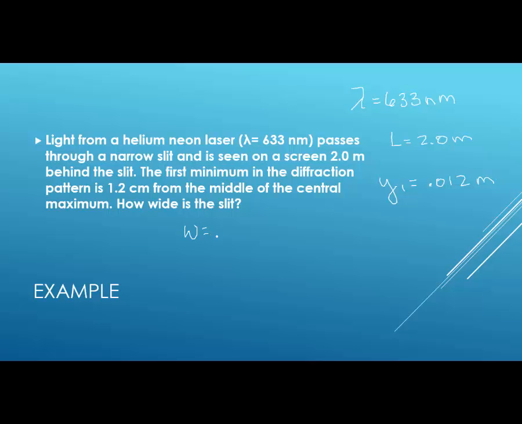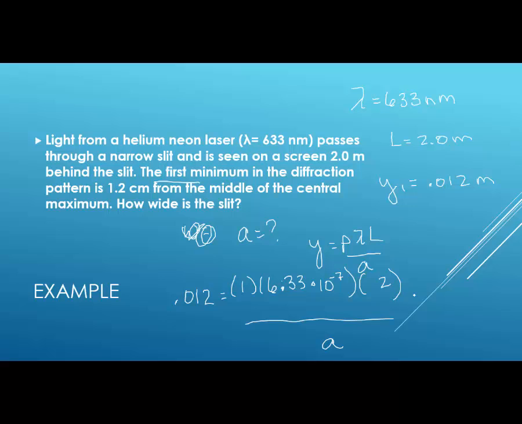So how wide is this slit? So we're looking for a. This is our situation. Our y is 0.012. Our order is first, so that's just 1. Our lambda is 6.33 times 10 to the negative 7th, and I just converted that real quick. And the length is 2. And we're trying to find a. So we can rearrange all of that, and we should get 0.11 millimeters as our a, the width of our slit. This is pretty typical of these slits that create diffraction patterns.